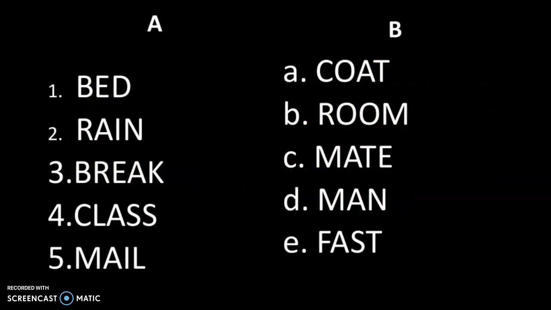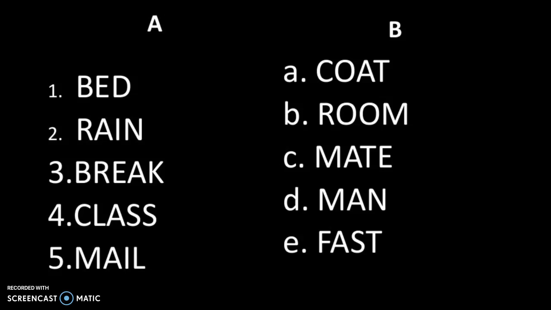The first word in column A is bed. Is it bed coat, bedroom, bedmate, bedman, or bedfast? It is bedroom. The second word in column A is rain. Is it raincoat, rain room, rainmate, rain man, or rain fast? It is raincoat. The third word is break. Is it break coat, break room, break mate, break man, or break fast?